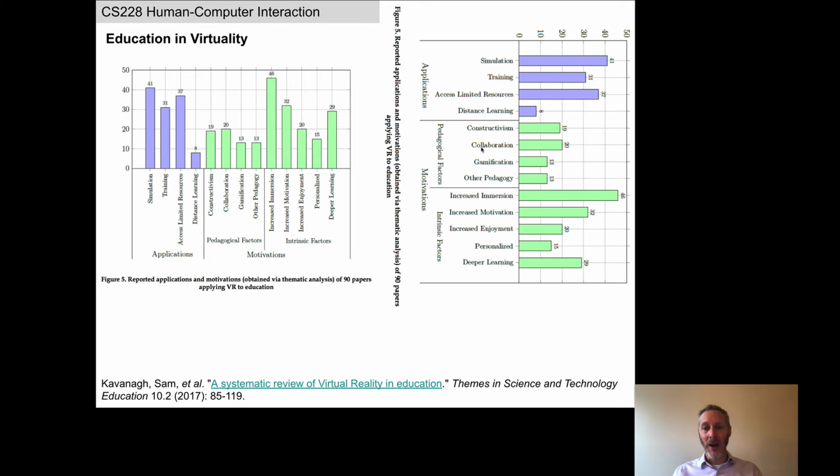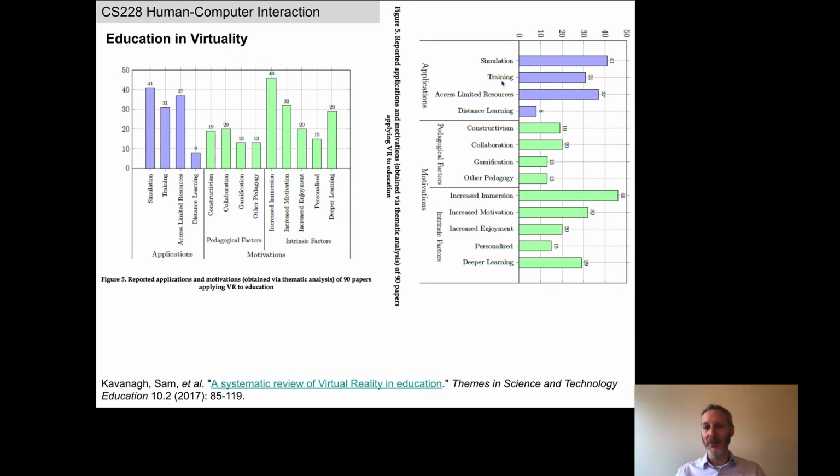You'll notice that I've copied this plot twice and rotated it 90 degrees. You'll remember our earlier discussion about information design. Not very happy with the way they did this. It's very difficult to read the legends here on the side. So we're going to skip back and forth between these two rotations of the same figure. 41 papers out of the 90 reported that the application of VR in that educational setting had to do with simulation.